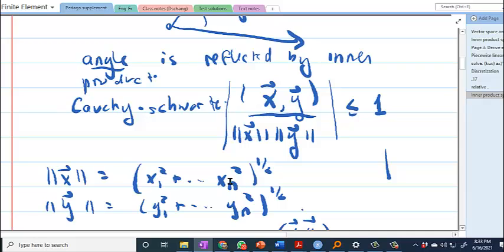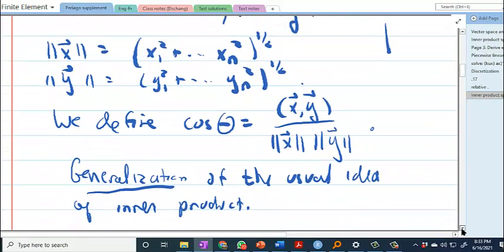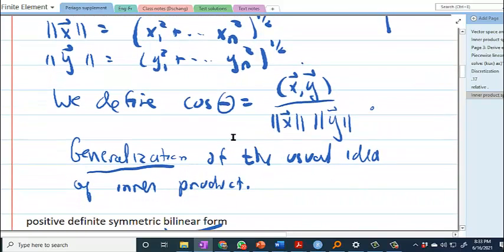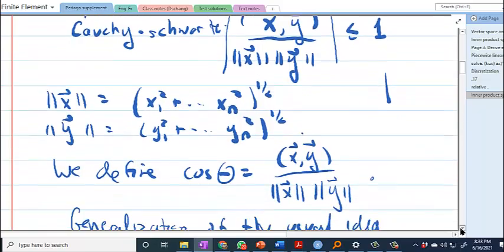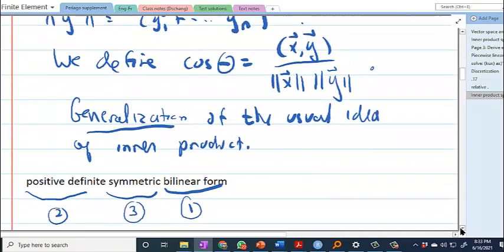In two dimensions, x1 squared plus x2 squared, take the square root, gives you the length of x. In n dimensions, we have the same rule. So we have n-dimensional length. Okay. So we use the Cauchy-Schwarz inequality to define the cosine of an angle in terms of the inner product. So you can see here the relationship between angle and inner product, or rather cosine of angle and inner product.